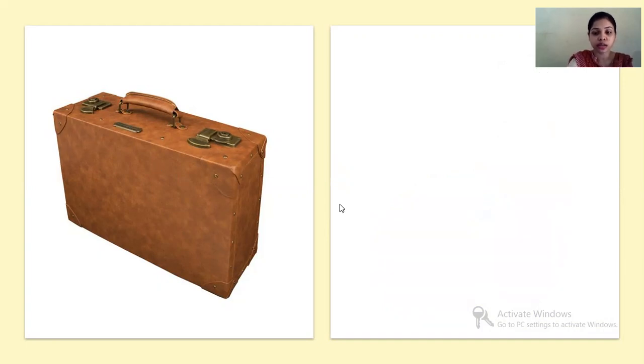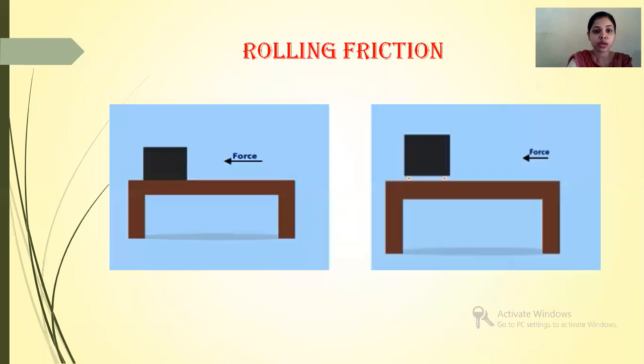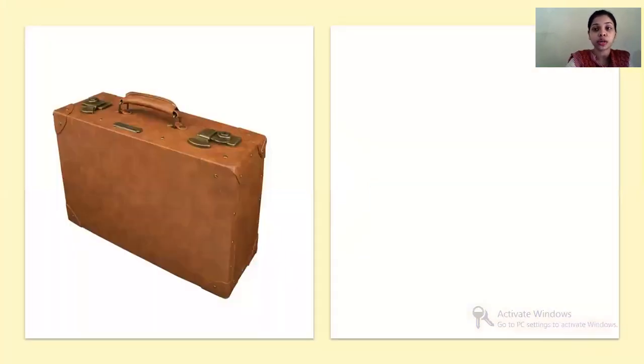In these two conditions, here is the same box on the same surface, and here also the same box on the same surface. But the only difference is that this box doesn't have wheels, while this box has wheels under it. So a lesser force is required to move it, because it has cylindrical rolls under it. So the frictional force that comes here is the rolling friction.